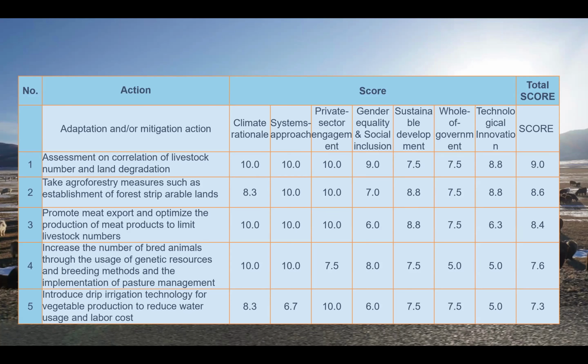And as introduced by Julie and Crystal, we can see the criteria that go under climate rationale, and whether it includes systematic approaches, and also whether it engages private sector entities, and also the GESI issue, and whether it recognizes sustainable development issues in the long run. And last but not least, when it comes to climate adaptation in the agriculture sector, we think about technological inclusion and innovation inclusion. So these are the 5 actions that were scored.